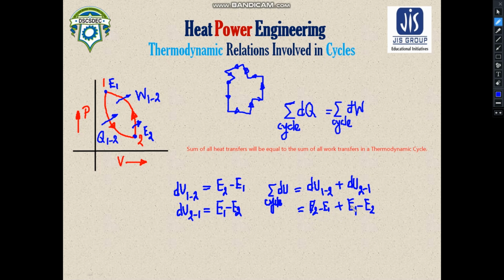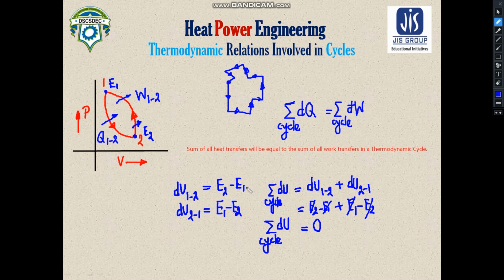Then you will see that this E2 will get reduced from the equation, and ultimately we will find the internal energy change, which is denoted by dU, or sometimes dE also. So for a thermodynamic cycle, the change of internal energy will always be 0. So this is the second most important point which a student should always remember. An automobile engineer should always remember this.